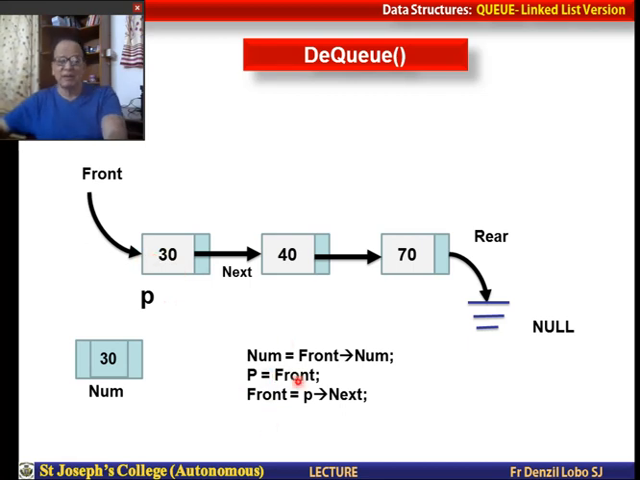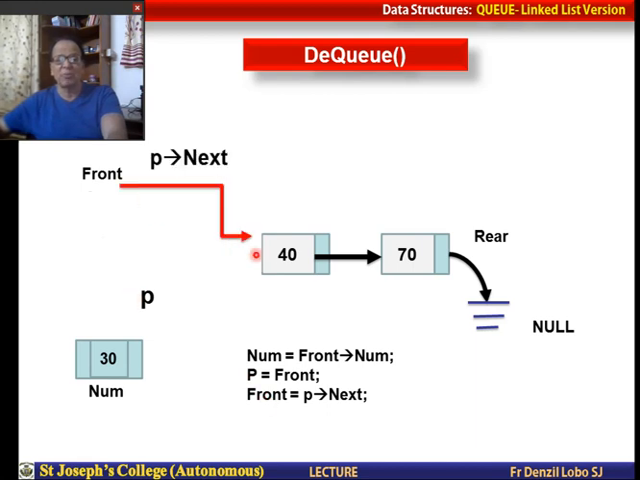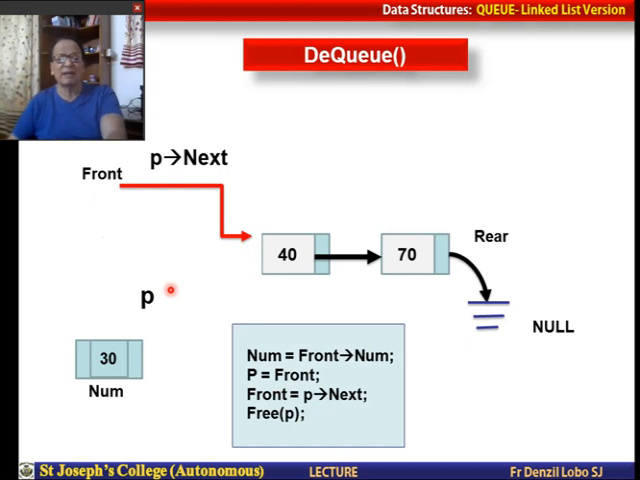So you assign the front of the queue to a pointer variable called p, and then say front is equal to p next. So automatically it is going to point to the next node. Then you have to free p. You should not leave that node like that. So you free p and you return. Automatically the first node is removed and the front points to the next node of my list.